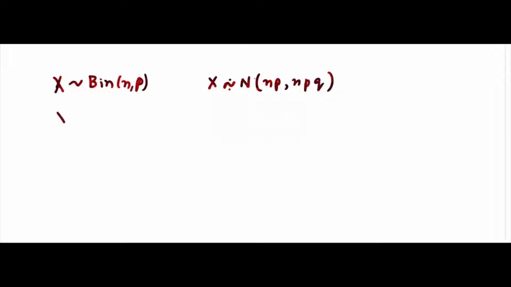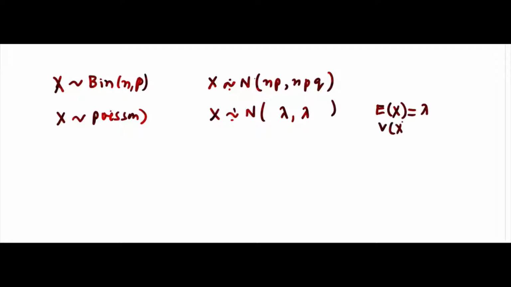If x follows Poisson lambda, then x will be approximately distributed as normal. Here you can write lambda, lambda, mean and variance. If you remember, E of x is lambda and variance of x is also lambda. In this case, E of x is np if x follows binomial, and variance of x is npq.